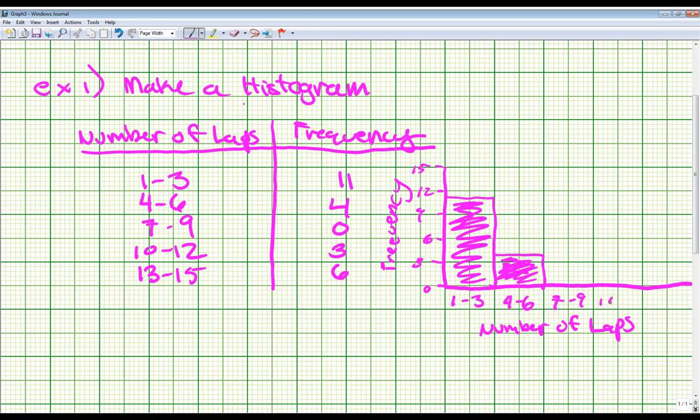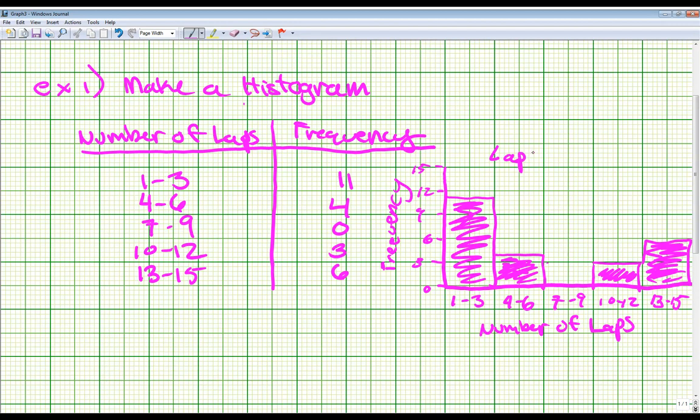10 to 12 is our next one. And 3 people did that. So we're going to have a bar going up to the 3. Oops, wrong spot. Here's a bar showing that 3 people had 10 to 12 laps. And the last interval, I should be saying, 13 to 15 is 6 people. So we're going to have a bar going to the 6. Whoa, that was a squiggly line. So there are my frequency bars and interval bars. There is our histogram. So this is our laps completed.